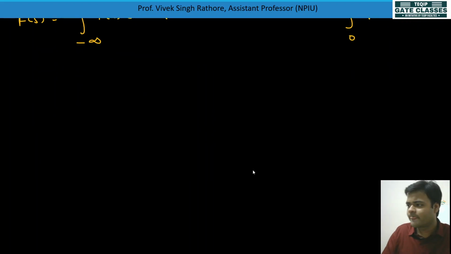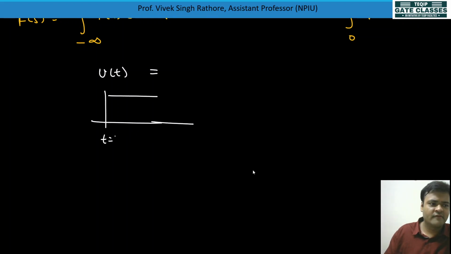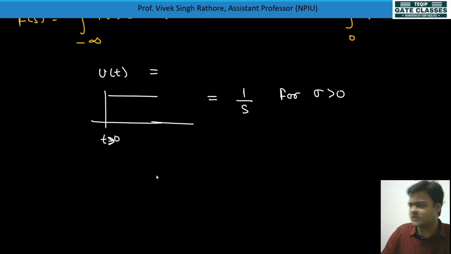I will explain it to you. A signal u of t is there. The signal exists for t greater than 0 and goes on, and it does not exist for t less than 0. So why do we need to calculate from minus infinite to infinite? If we calculate from minus infinite to infinite, what value will we get? The Laplace transform of u of t will be 1 by s, for convergence sigma greater than 0.